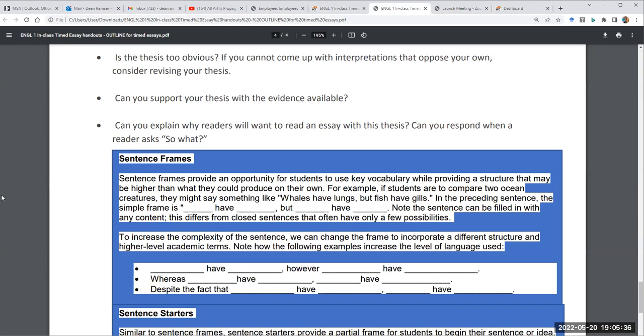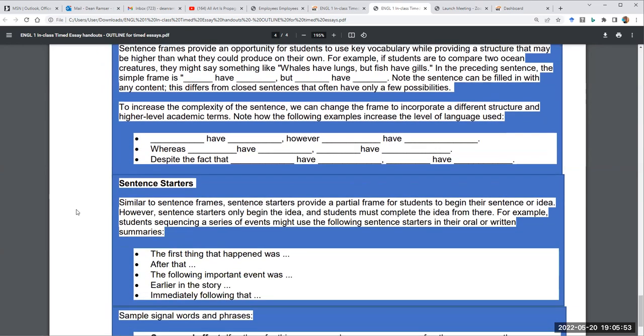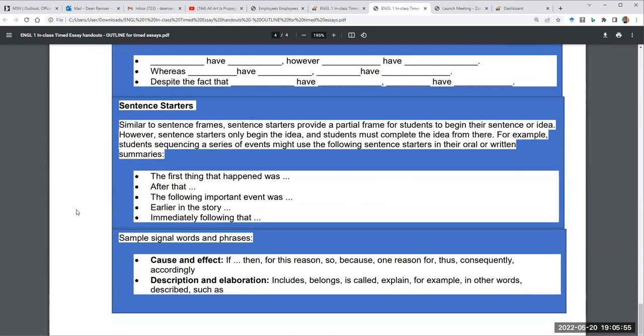Here's some sentence frames. Frames give students a chance to use key vocabulary. To increase the complexity of the sentence, we change the frame to incorporate a different structure and high-level academic terms. There's some sentence starters. Some sample signal phrases. You may want to print out and study signal phrases. You can Google them, get a list of 20 or so.